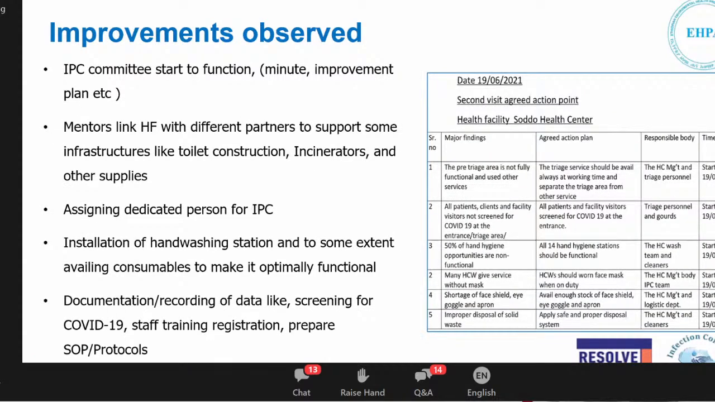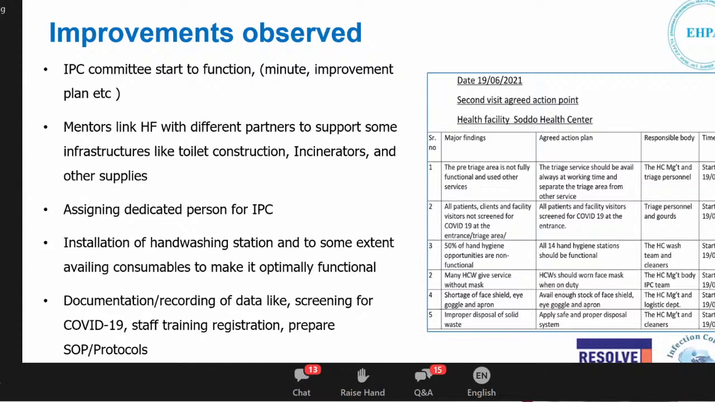So, what is the improvement in the facilities? So far, we observed that the IPC committee, because IPC requires multidisciplinary engagement of all the leadership and the staff, has improved. In these 52 health facilities, the IPC committee started to prepare a plan, as you can see on the left side, and minutes. They discuss, try to avail small consumables at that level, and prepare schedules so that health facilities can engage in different IPC activities.